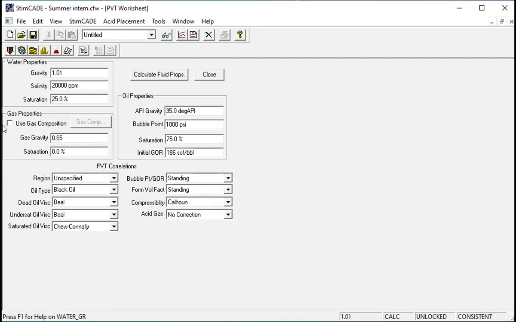You have water property, gas property, and oil property. We don't have any gas. That's why our saturation here is 0, so that we have 25% water saturation and 75% of oil. We have our initial gas oil ratio. We have our bubble point. We have our API gravity, our oil in API gravity.